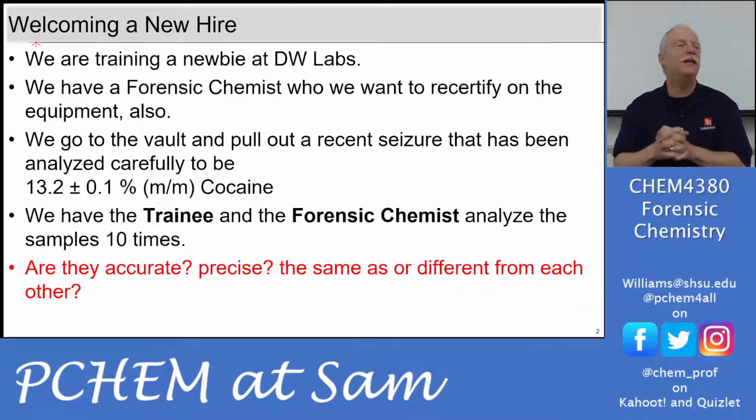Okay, so this is the scenario. We're training a newbie at DW Labs. We have a forensic chemist who we want to recertify on the equipment, so we go to the vault and pull out a recent seizure. We're training this newbie, and we have two people, a forensic chemist and a new hire. We pull out a recent seizure that's been analyzed carefully to be 13.2 plus or minus 0.1 by mass cocaine. And so those are our samples.